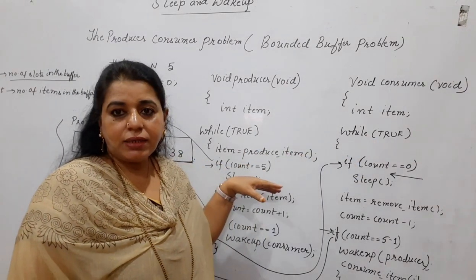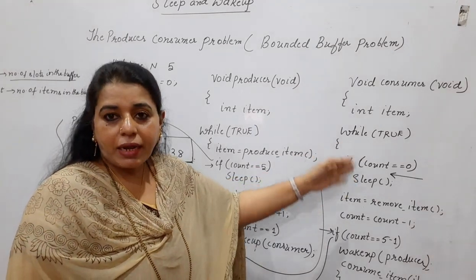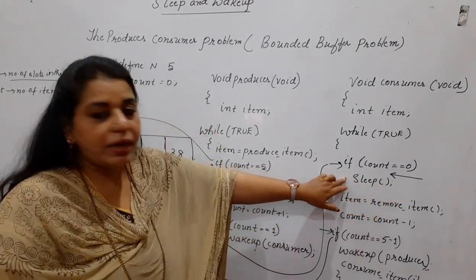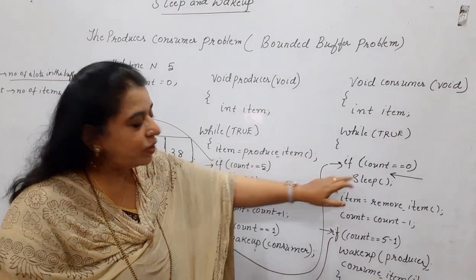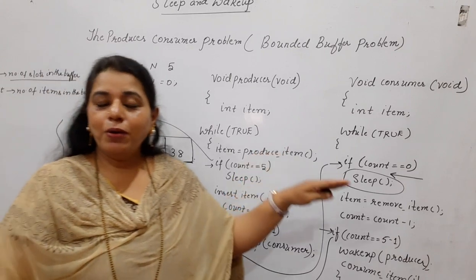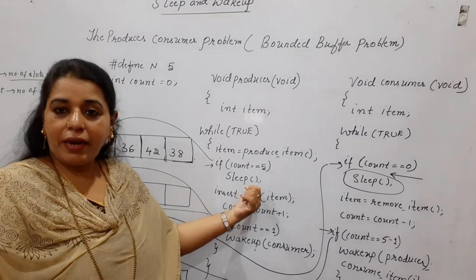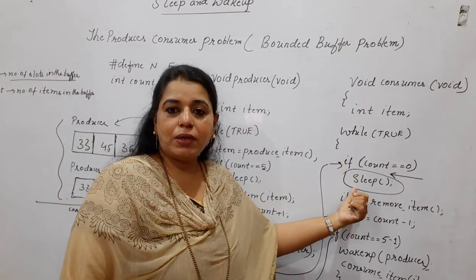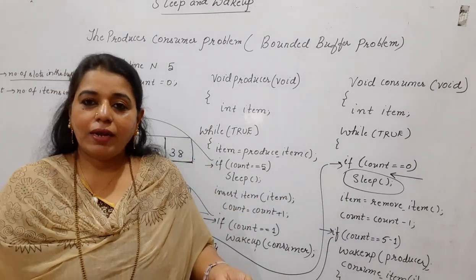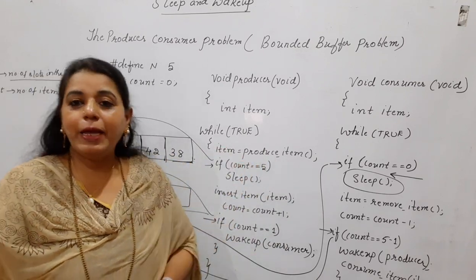Now once this process resumes, when the consumer comes back, it will execute the next line of instruction. And the next line of instruction is what? Sleep. This will get executed. That means now the consumer is also entering into the sleep mode. Whereas the producer has already entered into the sleep mode, the consumer has also now entered into the sleep mode. Now both these processes are in the sleep mode. Then what has happened? The system has come to a halt. So this is the disadvantage with the sleep and wake up signal.